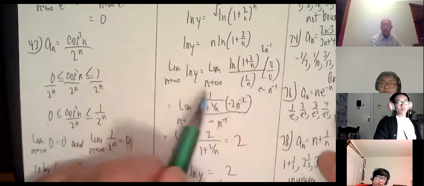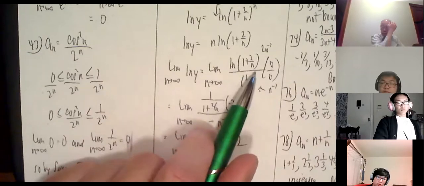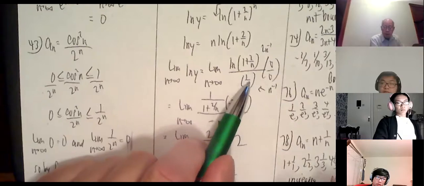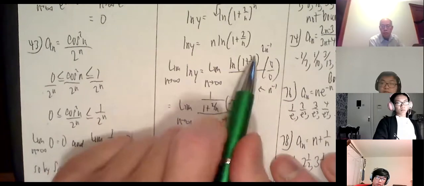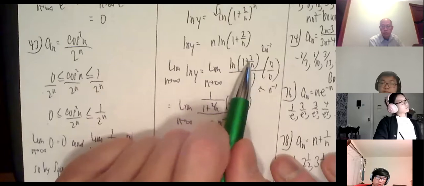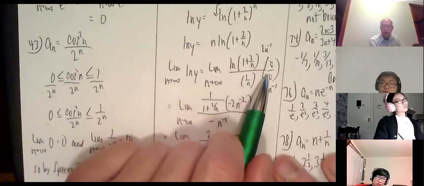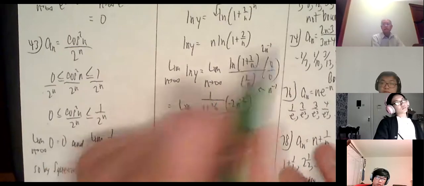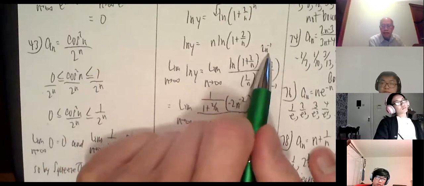Okay, so play the same game as before. This is 0 over 0. When n gets big, 1 over big is 0. 2 over big is 0. 1 plus 0 is 1. ln of 1 is 0. So it is 0 over 0. Think of 2 over n as 2n to the negative 1.